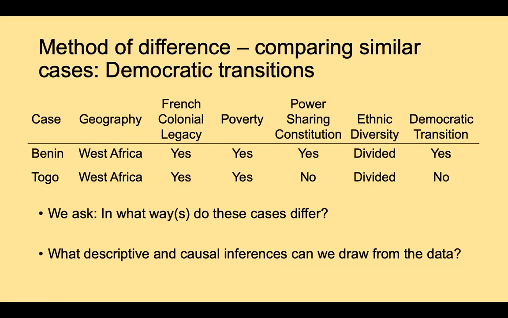Daniela says, considering the only difference in these two cases was the power sharing constitution, it could be inferred that the power sharing constitution can greatly aid with democratic transitions in countries with divided ethnic diversity. There are other factors that are not listed with the case, however, that could also have an impact. Without a doubt, Daniela, there could be other factors as well.